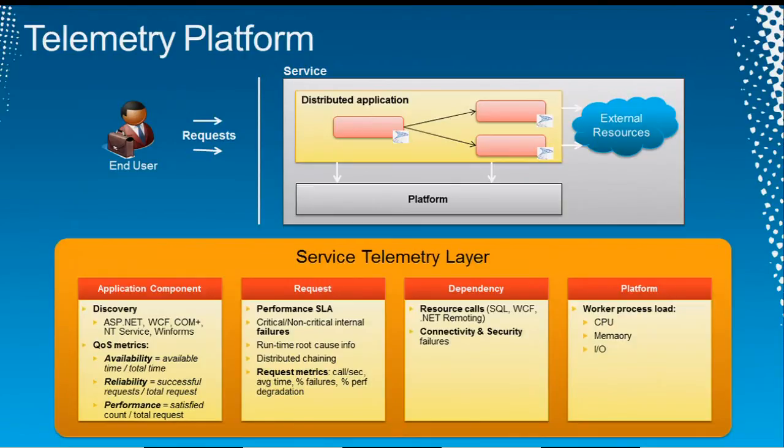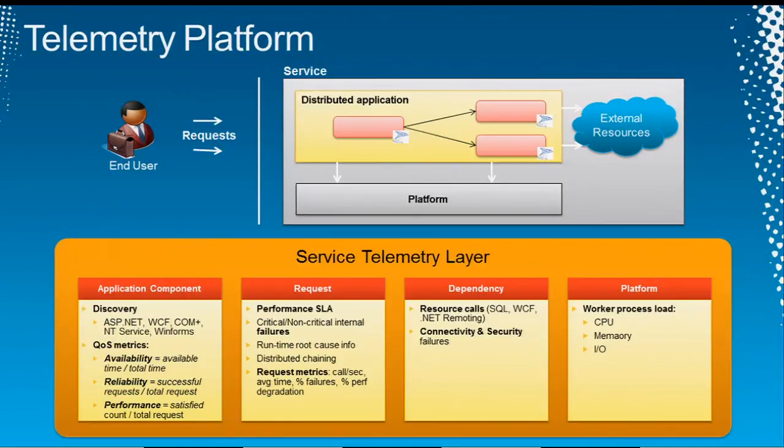We're monitoring the performance. You can specify a performance SLA, let's say 5 seconds. And every time a request is slower than 5 seconds, we will capture that request. So you can come up with the metrics for your application. And out of the box, we cover different types of application components. It could be ASP.NET, web services, Windows services, COM components, WinForms, and so forth.